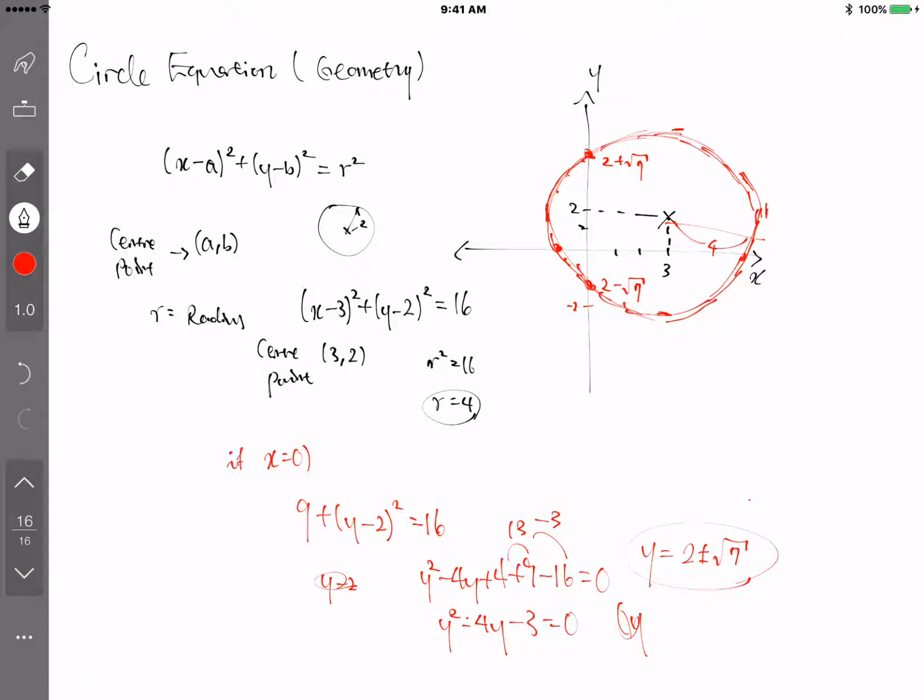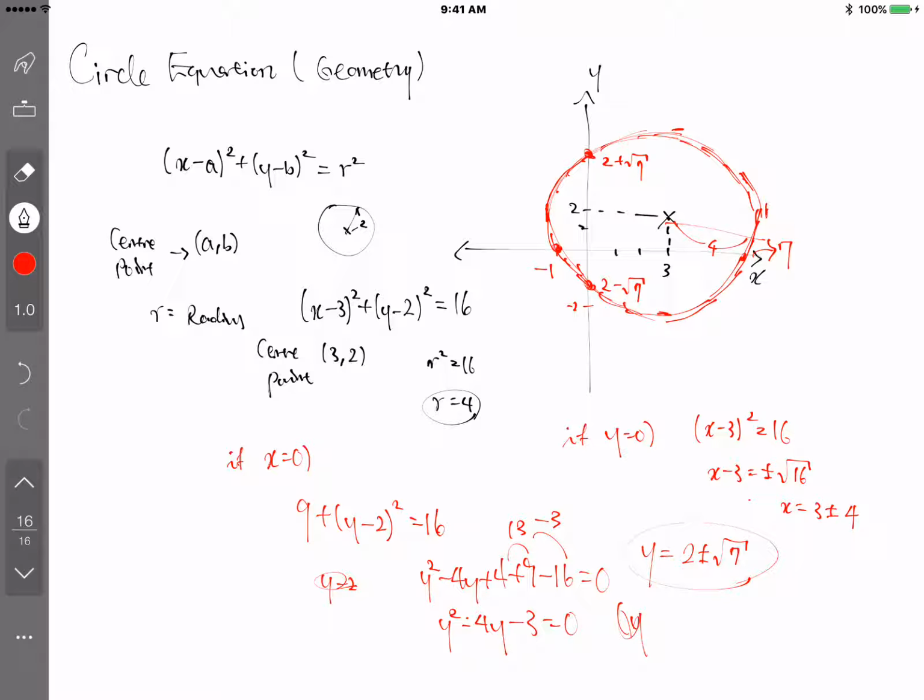And for the other one, you just say y is 0, and you should get these 2 points. So if y is 0, substitute y as 0, and (x - 3) squared is going to be 16, right? And x minus 3 is going to be plus or minus root 16, which means plus or minus 4, so it's going to be 3 plus or minus 4. So 3 minus 4 leads to negative 1, and 3 plus 4 is 7.